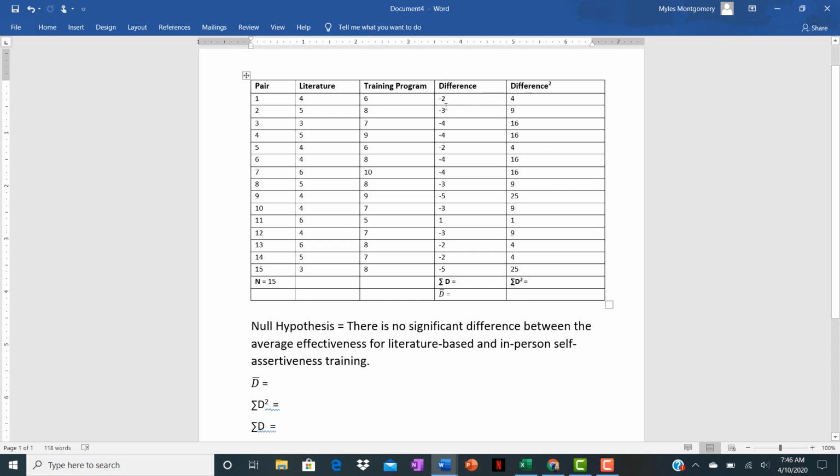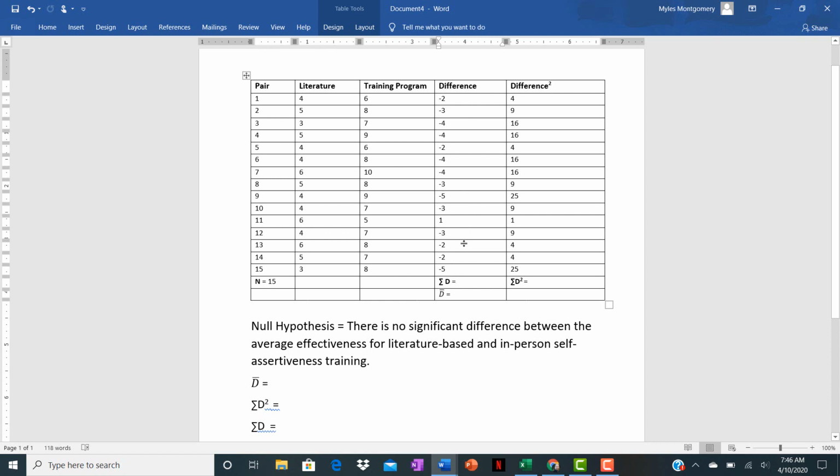The difference between these scores is -2 because 4 minus 6 is -2. Then when we square it, it's going to be a +4. Same thing here. 5 minus 8 is -3. We square that, it's going to be a 9, and so on and so forth. Then, if you look at the columns at the bottom, there's going to be a lot of negatives here. That's fine.